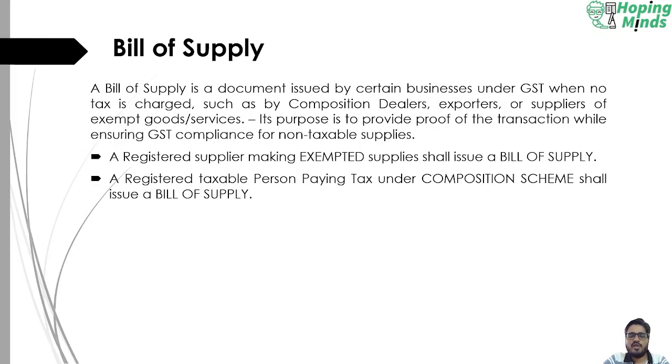Okay, so let's see what is a bill of supply. Bill of supply is a document issued by certain businesses under GST when no tax is charged, such as by composition dealers, exporters, or suppliers of exempt goods or services. The purpose is to provide a proof of transaction while ensuring GST compliance for non-taxable supplies. So, a registered supplier making exempt supplies shall not issue a tax invoice, rather he should issue a bill of supply. Similarly, a registered taxable person paying tax under the composition scheme shall also not issue a tax invoice, rather he will also issue a bill of supply.